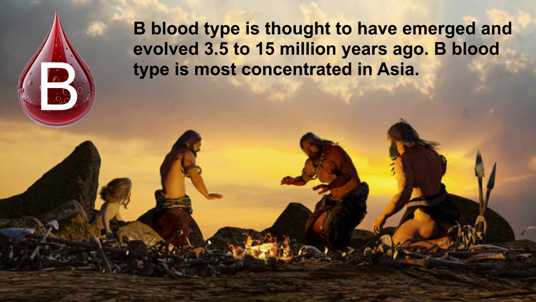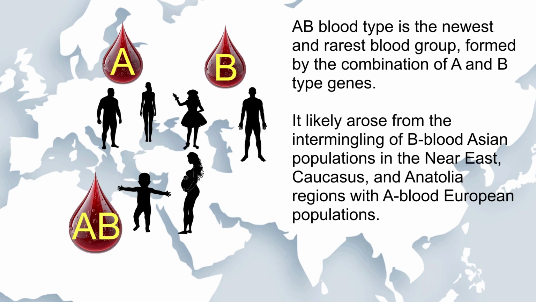B blood type is thought to have emerged and evolved 3.5 to 15 million years ago. B blood type is most concentrated in Asia. AB blood type is the newest and rarest blood group, formed by the combination of A and B type genes. It likely arose from the intermingling of B blood Asian populations in the Near East, Caucasus, and Anatolia regions with A blood European populations.